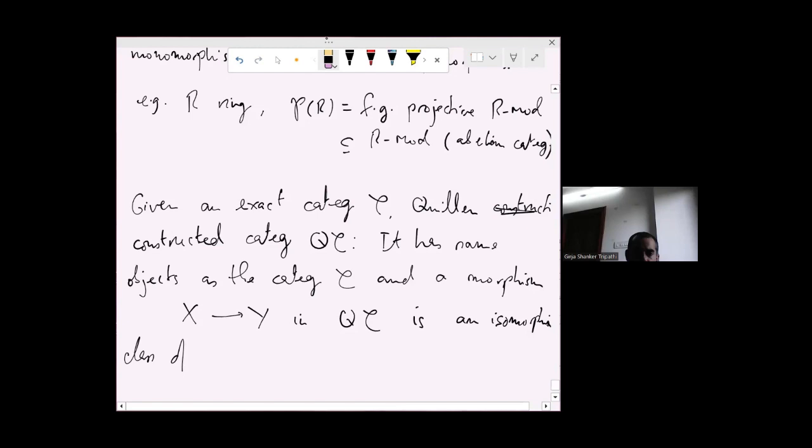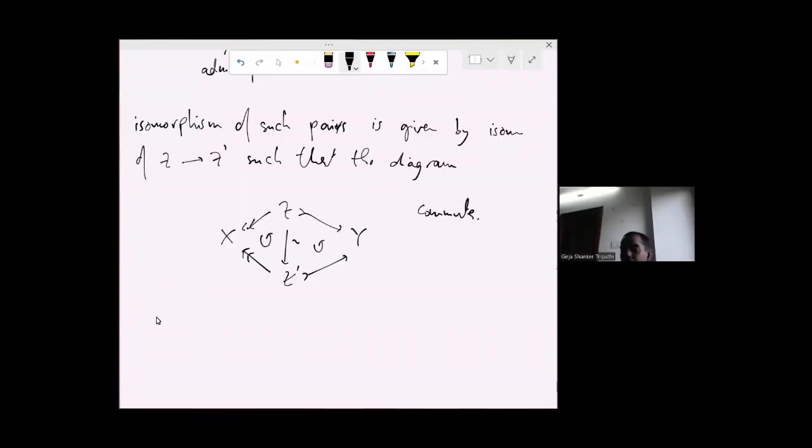This is an isomorphism class of this data. Pairs of morphisms in C, and Y, and going the wrong way, there is an admissible one.